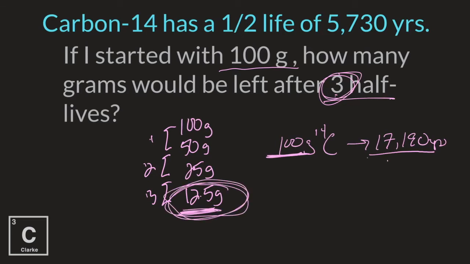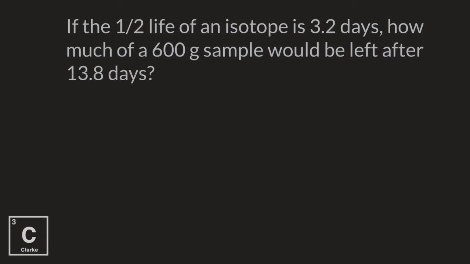Let's try another example. If the half-life of an isotope is 3.2 days, see how different that is? This is very unstable. How much of a 600 gram sample would be left after 13.8 days? Now this one's a little bit more complex. We've got a little bit more information, and we're going to have to work through 2 things.